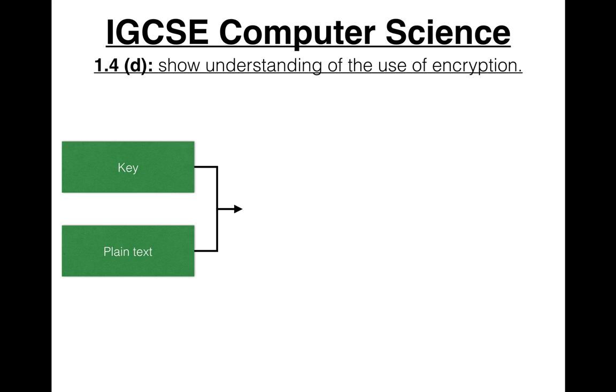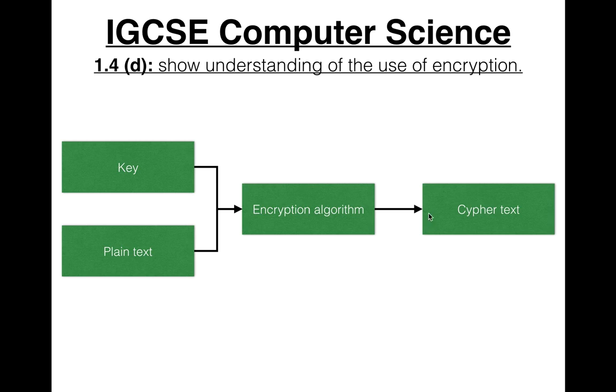So here's how an encryption algorithm works. You have a key and you have plain text. You put the plain text and the key into the encryption algorithm. And then you get ciphertext, which is the encrypted text, which needs to be decrypted in order for the data to be understood by the person, or the hacker, or whoever's getting it. So that's pretty much how it works.